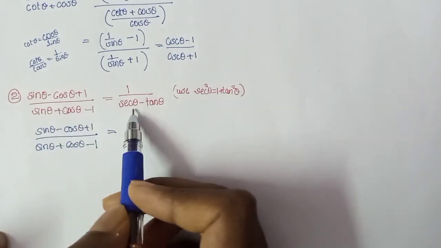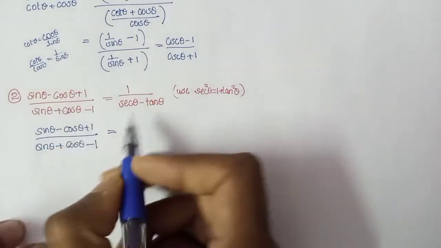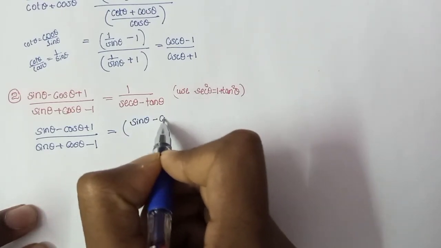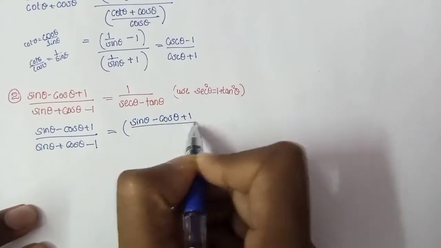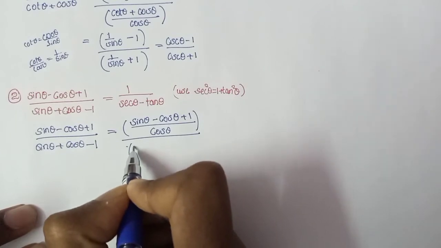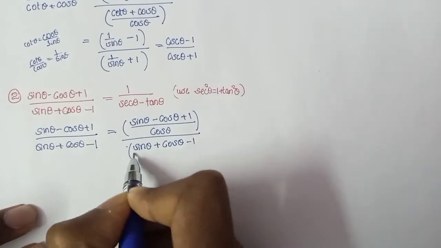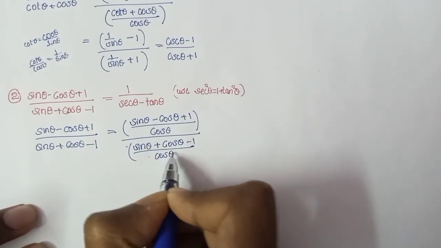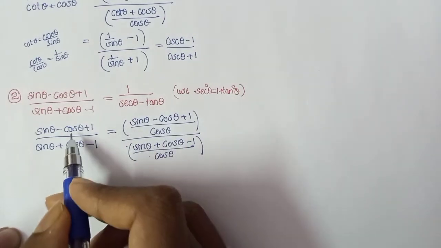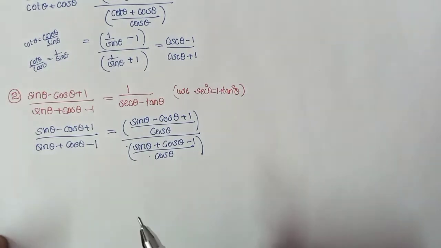But I want sec theta and tan theta. So that's why I'll divide this equation with cos theta. So here (sin theta minus cos theta plus 1) divided by cos theta, divided by (sin theta plus cos theta minus 1) divided by cos theta. Here, if you cancel cos theta, you will get this equation only. So there is no change in the equation given in the question.